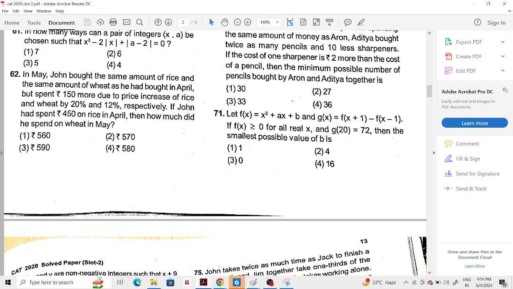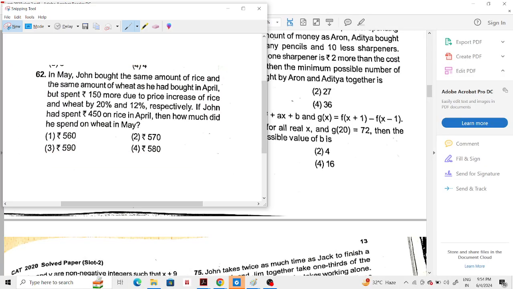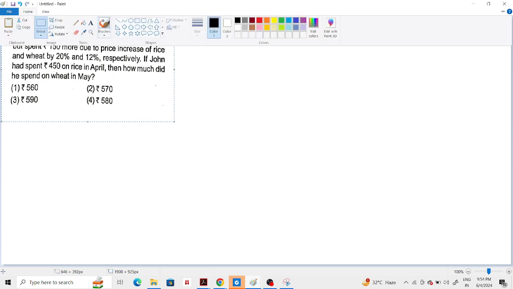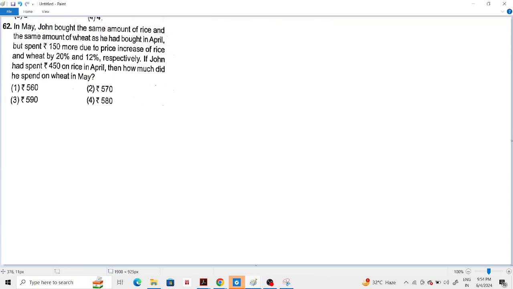In May, John bought the same amount of rice and same amount of wheat as he had bought in April, okay? But spent rupees 150 more due to increase of rice and wheat by 20% and 12% respectively. If John had spent 450 on rice in April, then how much did he spend on wheat in May?